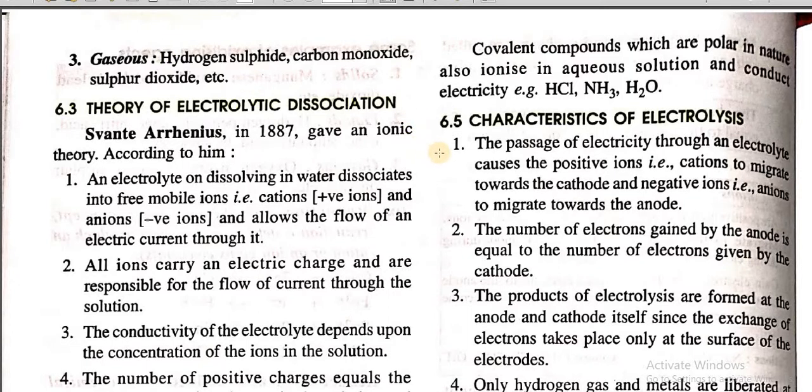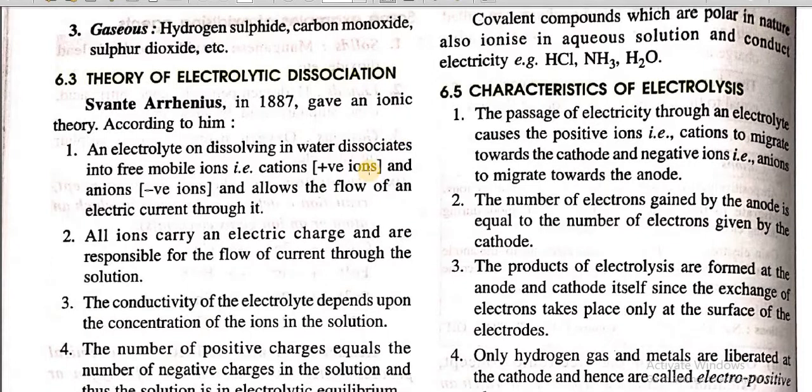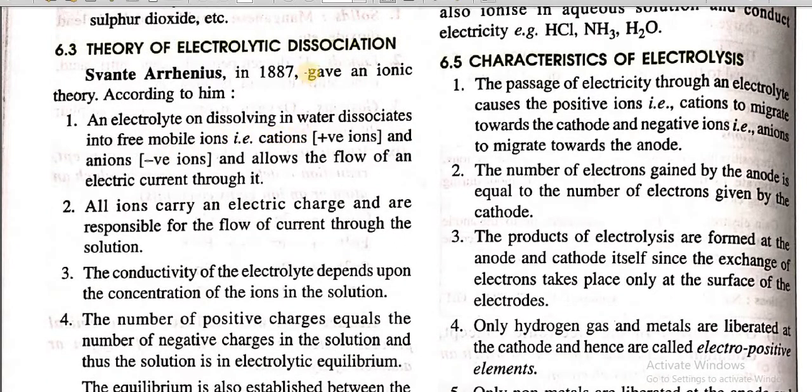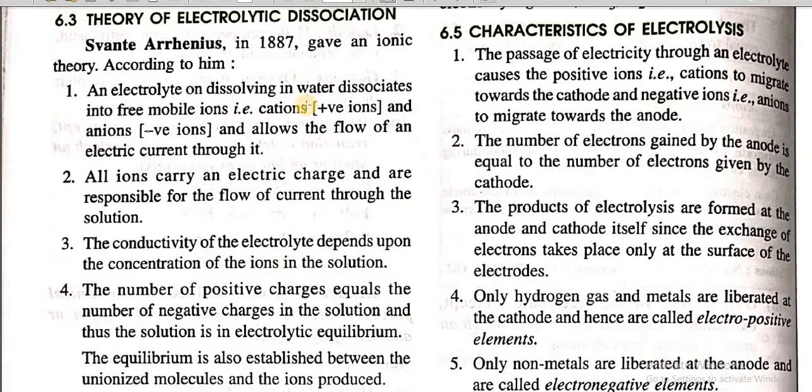In our last class, we came to know about the process of oxidation and reduction, their definitions, the differences between them, and after that the examples of oxidizing agents and reducing agents. Okay. Now today we are going to discuss the theory of electrolytic dissociation. So we'll go through the main points.